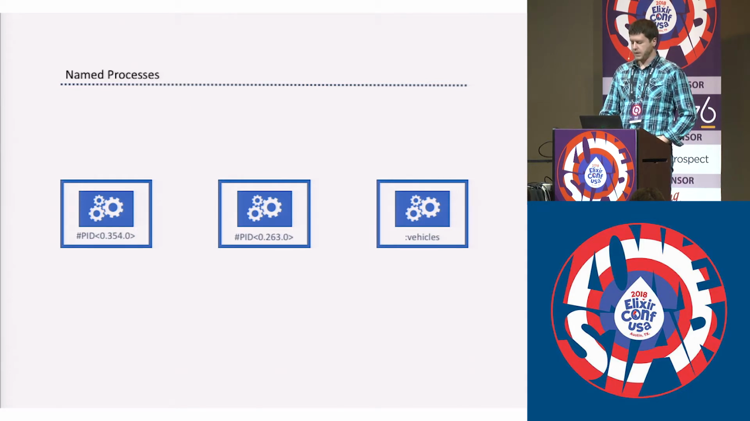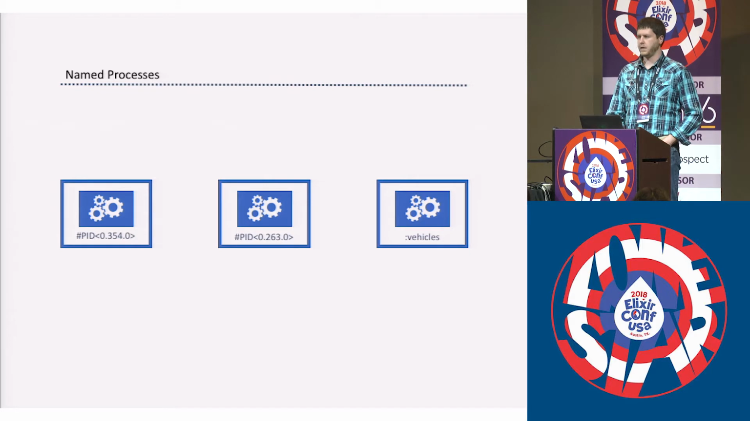So let's talk about these processes just a little bit. By default, if you just spawn a process, it'll have a PID, process identifier. But you can also, like you see on the right there, name it with a static name. You can give it an atom, and then you can refer to it through that name anywhere on that local node.